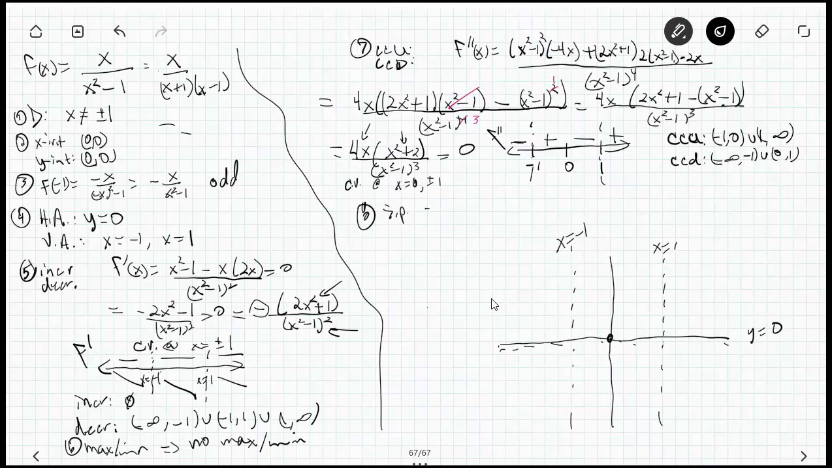Inflection points at, well, where? Where's the only place that we can have an inflection point? Well, you could say at negative 1 and 1, but the problem is the function doesn't exist there. So those can't be inflection points. Students love to screw up on that.